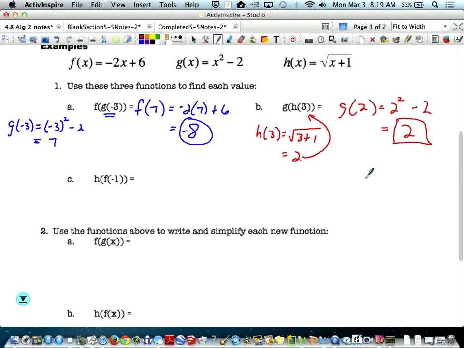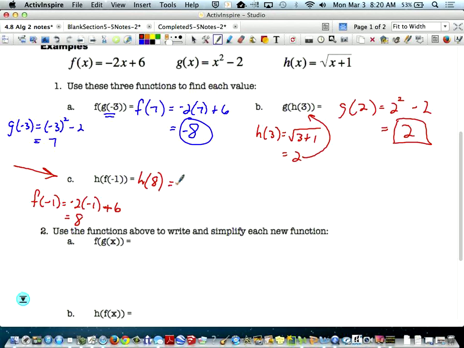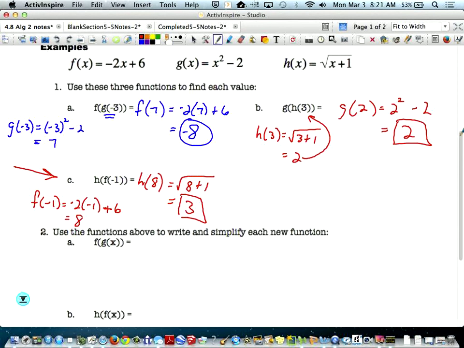So if somebody's sitting near you, please look at this one. Show them your answer when you're done. Putting negative 1 into F first, negative 2 times negative 1 is positive 2 plus 6 is 8. So I'm going to take that 8 now and put it in for the H. So I end up with square root of 8 plus 1, or the square root of 9, which is 3. People agree? Yep. That's all we're doing. That's so sad.